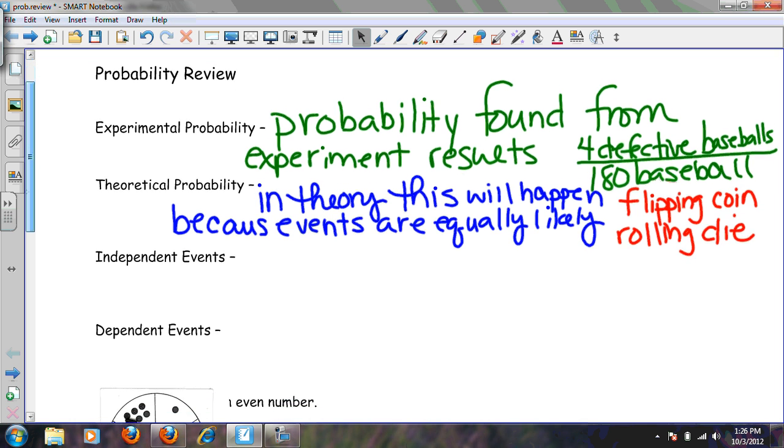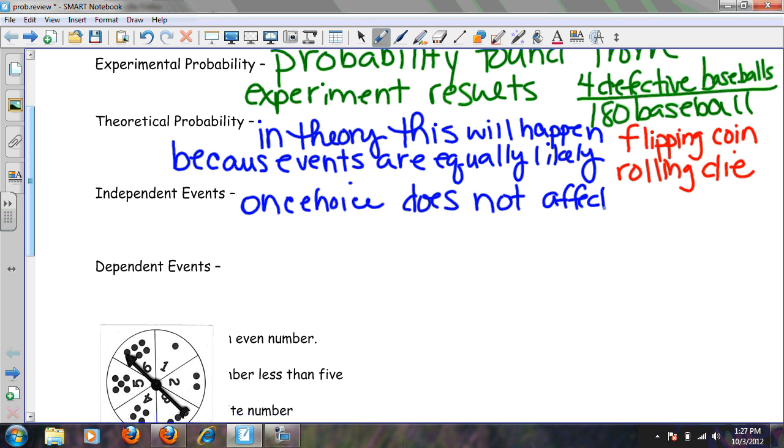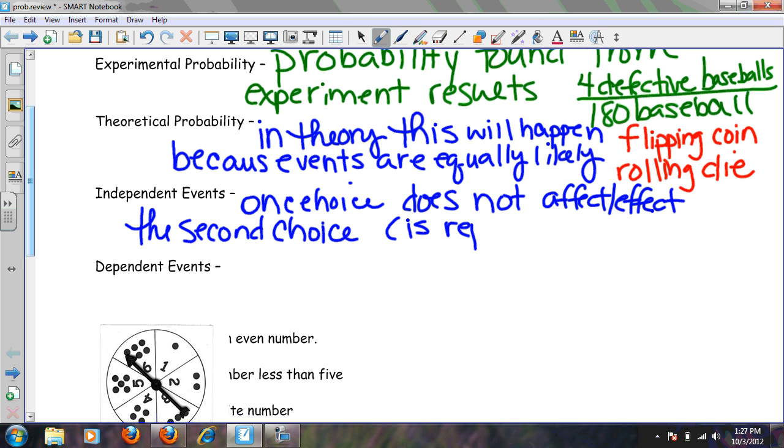Then we talked about compound events. And in compound events, we have 2 types of probability. We have events that are independent of each other and events that are dependent upon each other. If they are independent, one choice does not affect or effect the second choice. This would be an event where there is replacement.